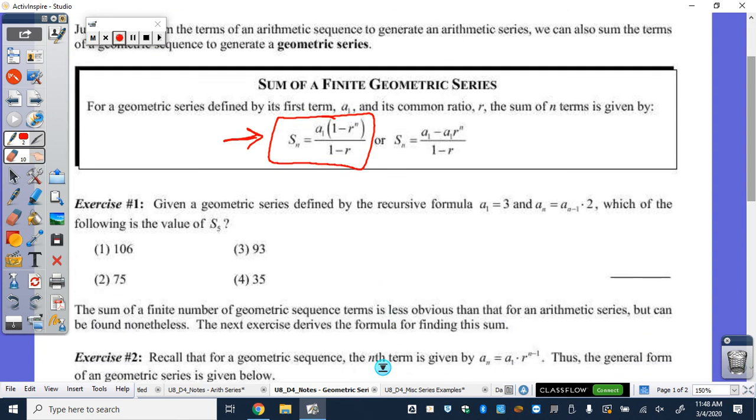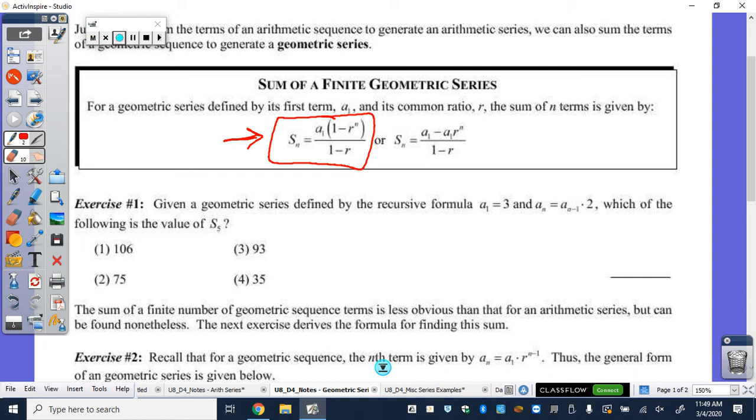So the nice thing, though, if you look at the different pieces of the formula, do we need to know the last term this time? No, we just need to know the first term, the common ratio, and how many terms we're looking at. That's how we figure out our geometric ones.